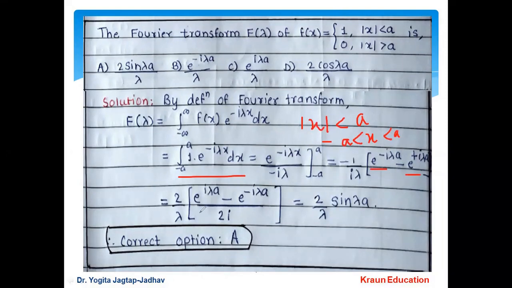Now, here we can see the formula is what? e raised to I theta minus e raised to minus I theta upon 2i is equal to sine of theta. Therefore, to adjust this formula, we just divide by 2 and multiply by 2. And therefore, we have this expression 2 upon lambda. This negative sign is multiplied inside the bracket, and this expression is nothing but sine of lambda a. Therefore, when we compare it with the given options, the correct option is option A.